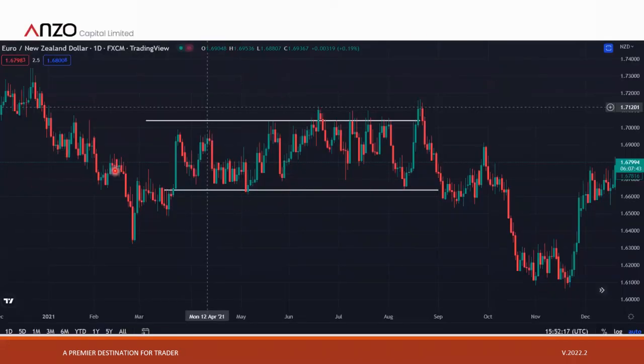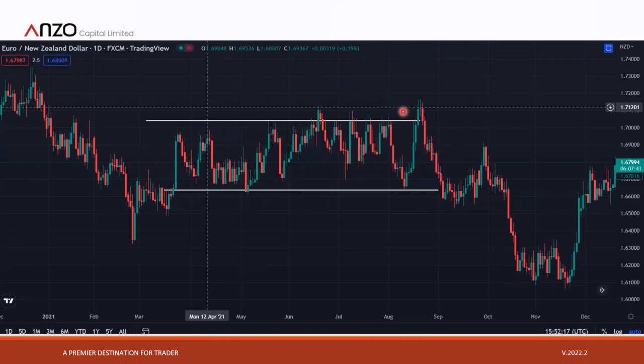So here's an example of the euro against the New Zealand dollar. This is a daily time frame. You can see that this is spanning over several months, right? Within this area drawn out here, you could see price really didn't go far. It would go up, come down, staying within this range. So this is an example of a ranging market.